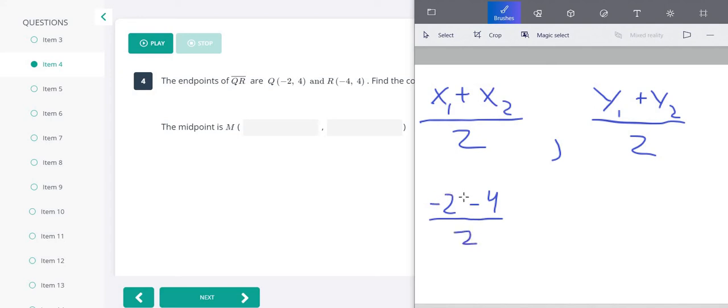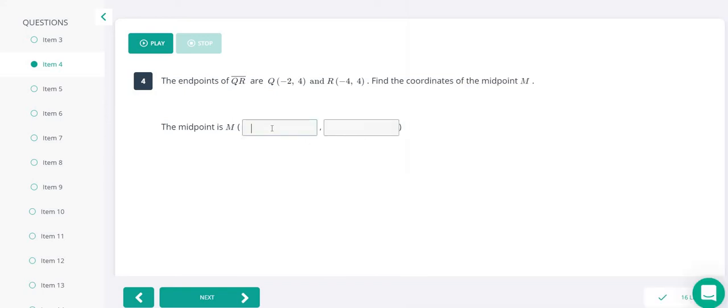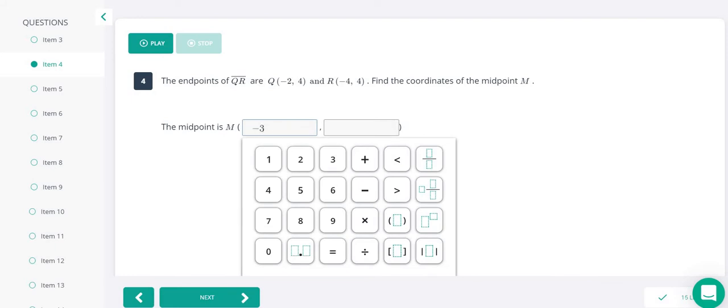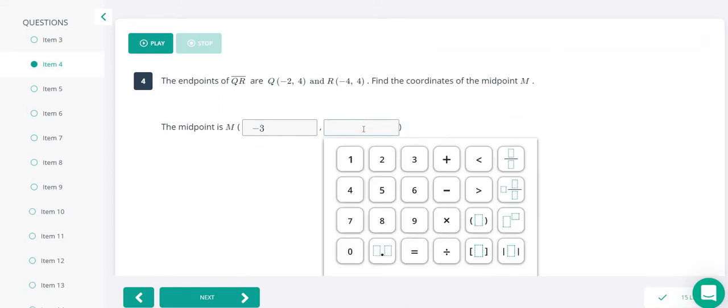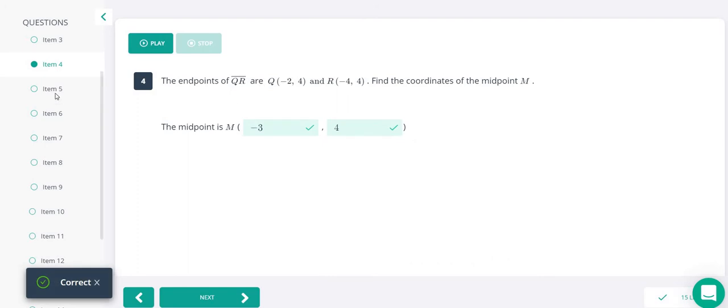So add these together. -2 minus 4 is -6. Divided by 2 is -3. So that's for our x. And then our y is 4 and 4. So 4 plus 4 is 8. Divided by 2 is 4. So our -3 and 4 should be our answer.